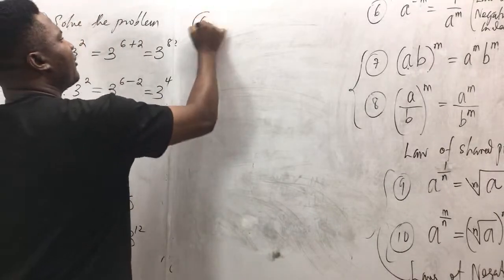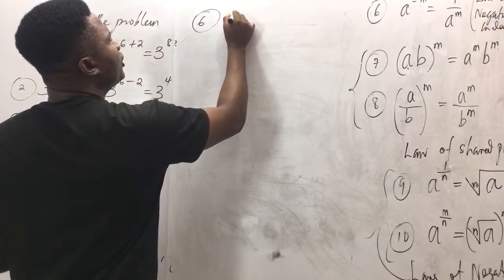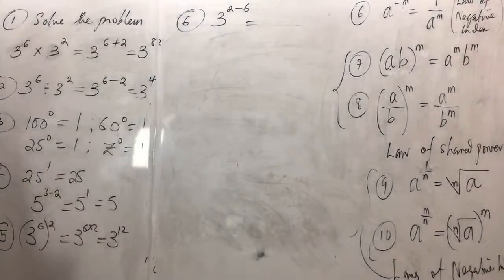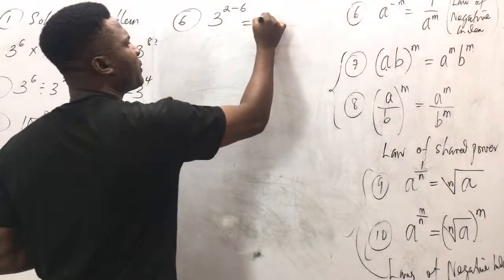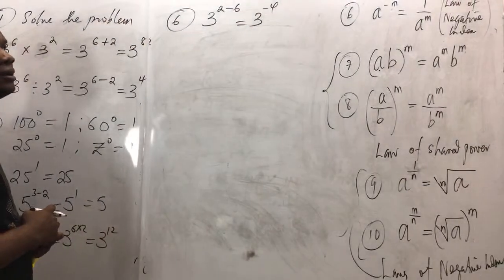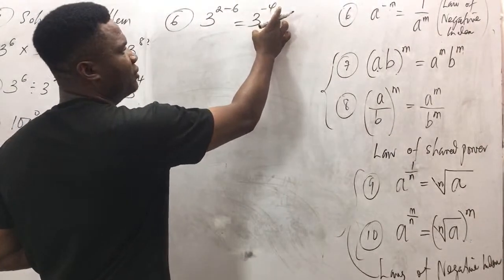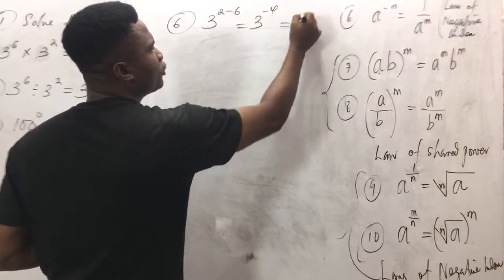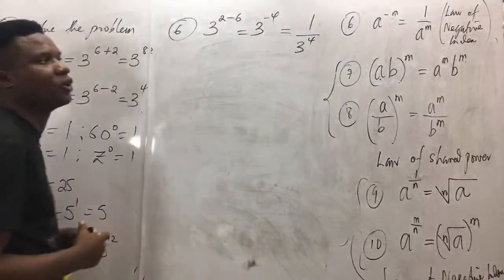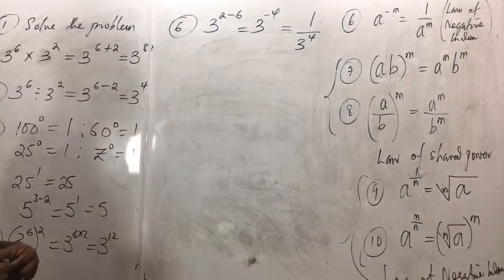This law is used for solving problems like this. So, you end up having 3 raised to power 2 minus 6. If you were to solve 3 raised to power 2 minus 6, take note, it will return 3 raised to power minus 4. Okay? And when it comes to this level, you can use that law to simplify, and it will give you 1 over 3 raised to power 4. So you use that law of negative index to simplify a problem such as this.